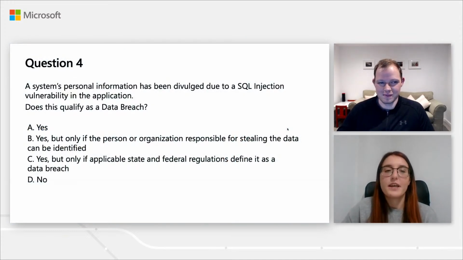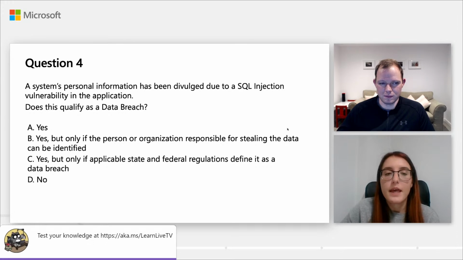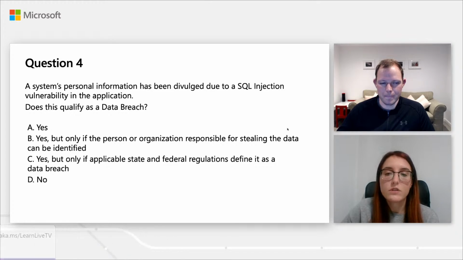So question 4: a system's personal information has been divulged due to an SQL injection vulnerability in the application. Does this qualify as a data breach? A, yes. B, yes, but only if the person or organization responsible for stealing the data can be identified. C, yes, but only if applicable state and federal regulations define it as a data breach. And D, no. So should we tackle the long ones? Yes. Let's see. C.